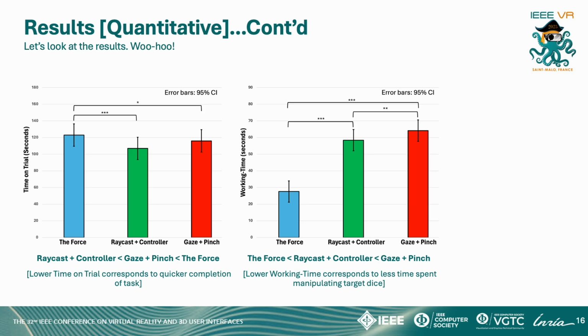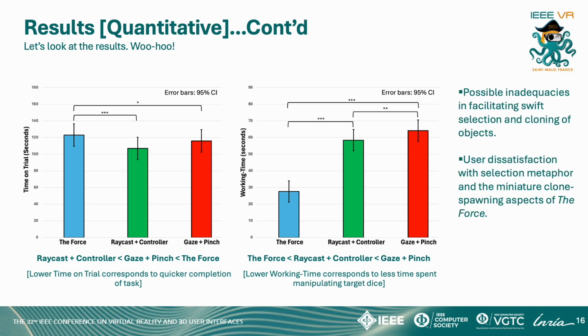Furthermore, the number of obstacles interacted with was also significantly fewer in the force as compared to raycast plus controller and gaze plus pinch. These two together indicate that there are inadequacies that exist in the force, mostly pertaining to the selection and cloning of objects, the stages before users can start manipulating them. This lines up with the user feedback we got while conducting semi-structured interviews, with users suggesting alternatives and improvements to the selection and cloning metaphor. All of this combined offers considerable support for hypothesis 2, indicating that interactions performed with the force can generally support increased efficiency.